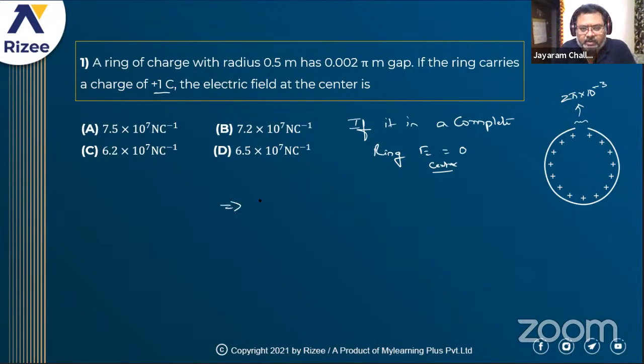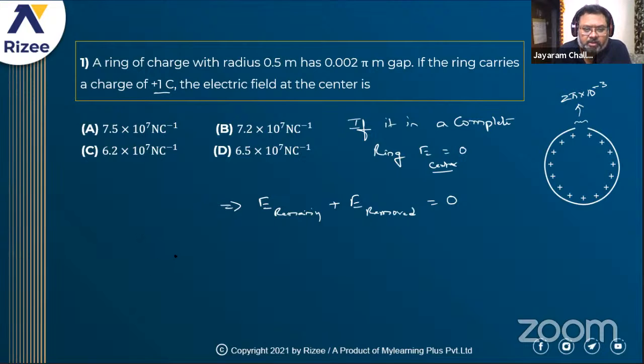So that means we can say that the electric field of the remaining plus the electric field of the removed, combined, comes out to be 0. In the sense, the electric field of the remaining will be opposite to the electric field of the removed portion.